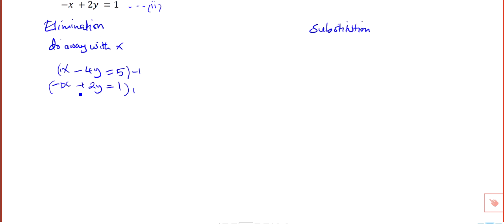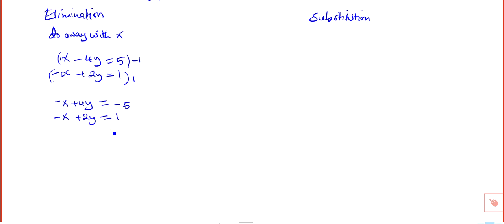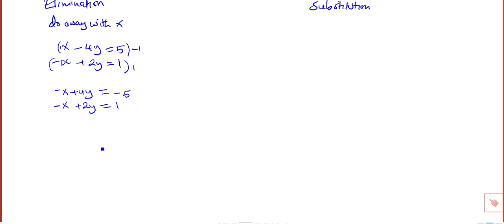Right, so multiplying, equation 1 becomes -x plus 4y, remember a negative multiplied by a negative gives a positive, and then this becomes -5, because -1 times 5 is -5. Now equation 2, multiplying everything by 1, we have -x plus 2y is equal to 1.